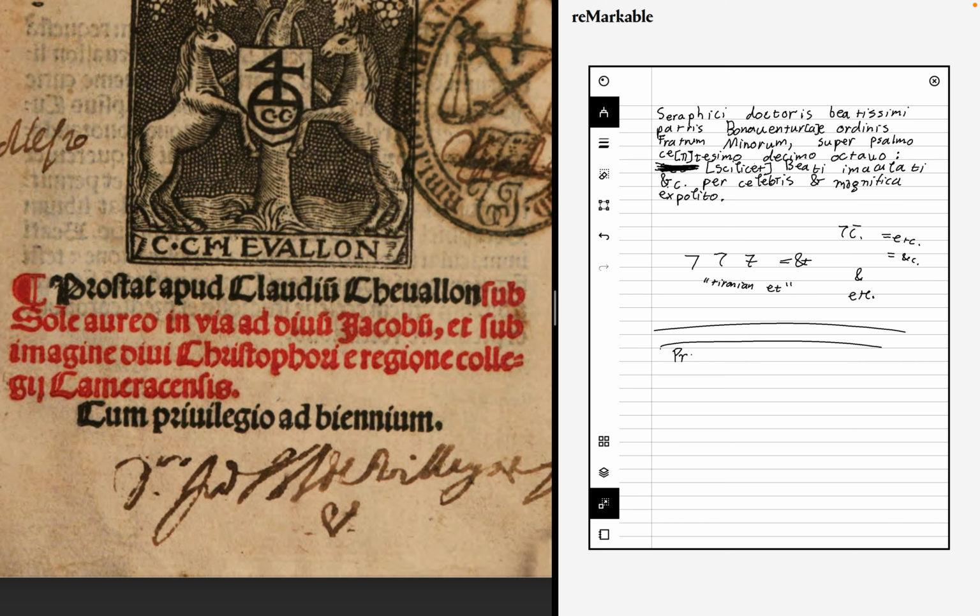This is pro stat. So like brought forth, apud Claudium. Oh, and that's actually not Claudii, it's Claudi. That's a U with the slash on it, so it's an M in this case. Apud Claudi U, M in brackets.